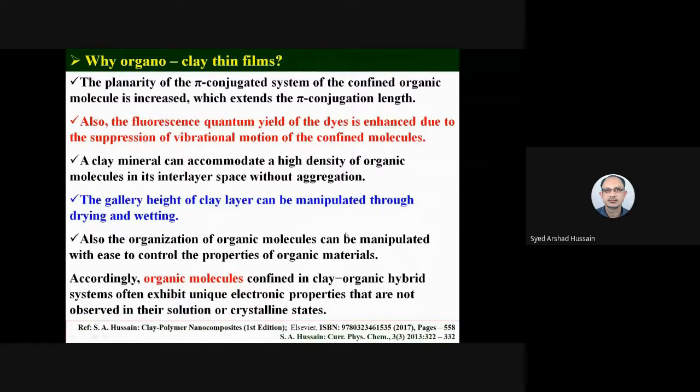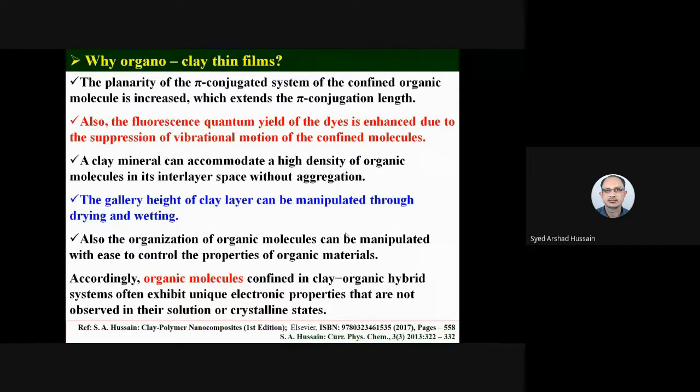Okay, so now why are we interested in organoclay systems? Why not only organic material? Mainly, the planarity of the pi-conjugated system of the confined organic molecule is increased when you incorporate them within the clay system. As a result, the pi-conjugation length of your material extends, and also the fluorescence quantum yield of the organic material gets enhanced.